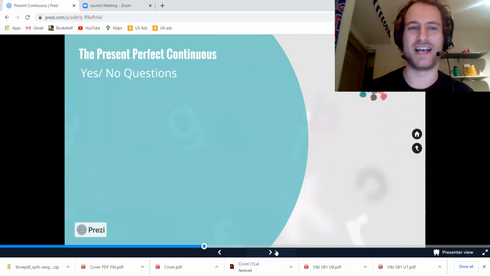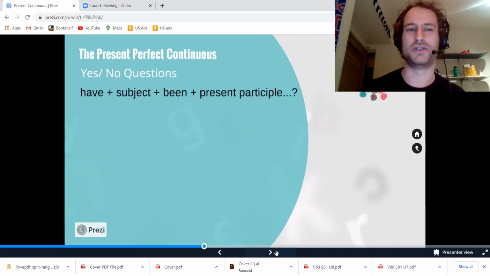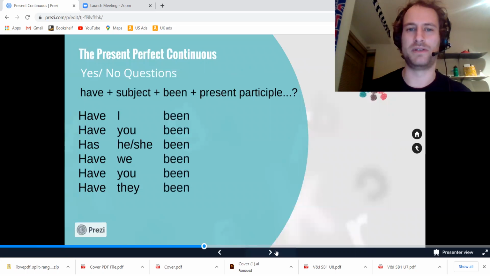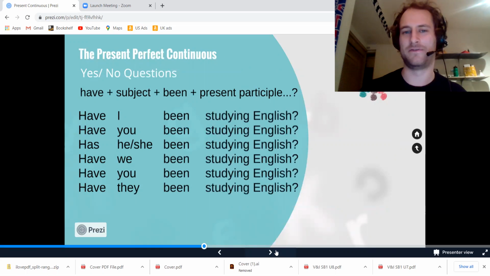And next up, we have yes and no questions. How do we form the present perfect continuous with yes and no questions? Well, we use this equation here. It's fairly simple. Have plus the subject plus been plus the present participle. So we have and has. Here we have our subject, been, and then our ing verb.